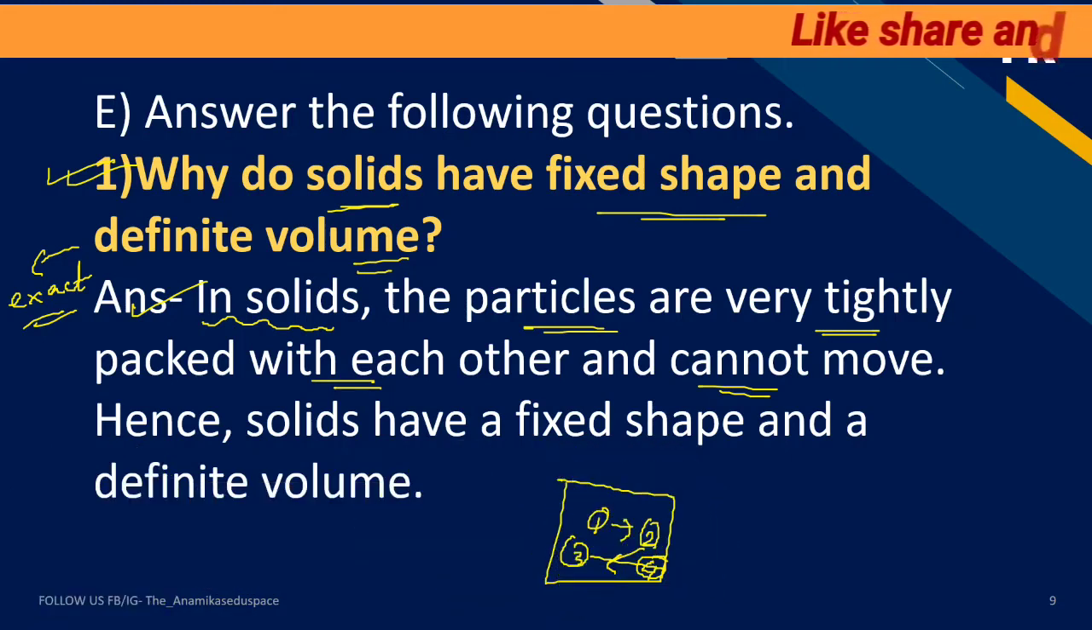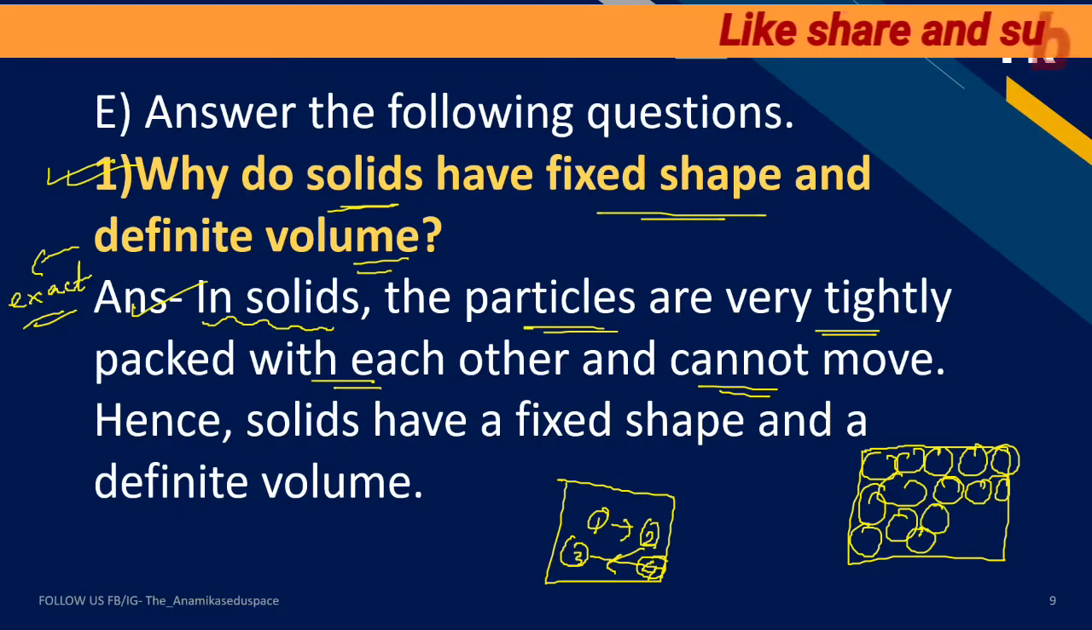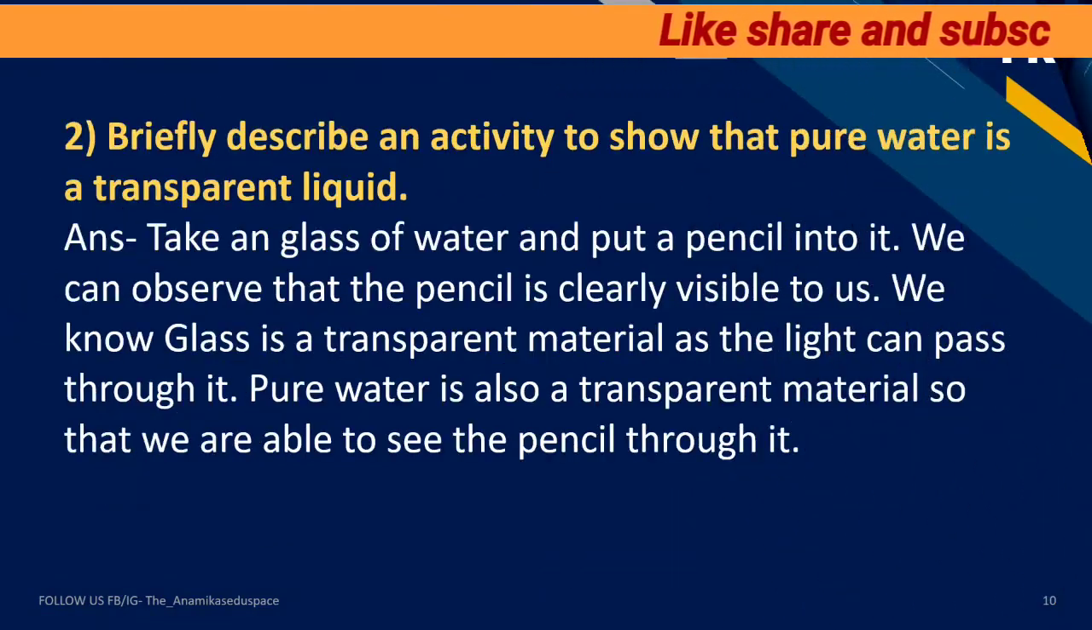each other. But in solid, what happens? As they are tightly packed, they cannot move. As they are not moving and they're tightly and closely packed and there is no space in them, so they are having a solid shape and definite volume. Okay, hence they are having fixed shape and definite volume. Clear? Next, coming to question number 2.